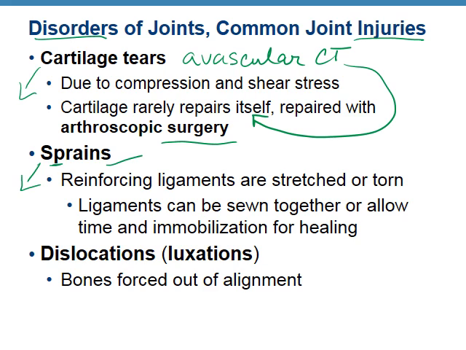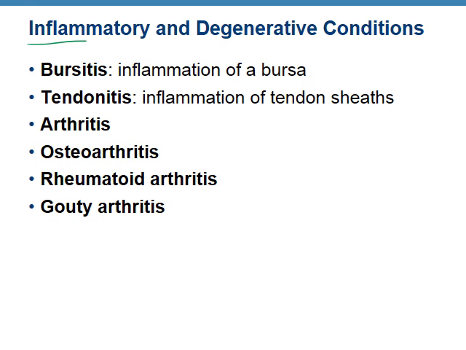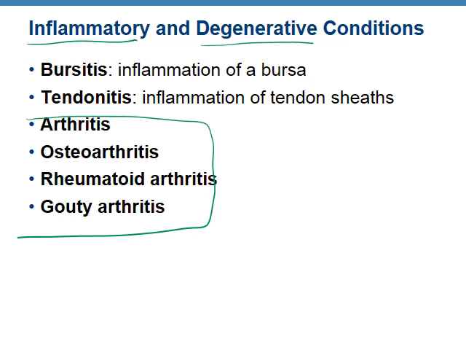Sprains, the P is talking about ligaments that are stretched or torn. And I say that because people use the word strain interchangeably, but the T in strain is when you have a tendon that's stretched or torn. So they don't mean the same thing. You also can have dislocations. This is when the bone is forced out of alignment. We can also have inflammatory or degenerative conditions of a joint. These four we're going to talk about on slides coming up in just a second.